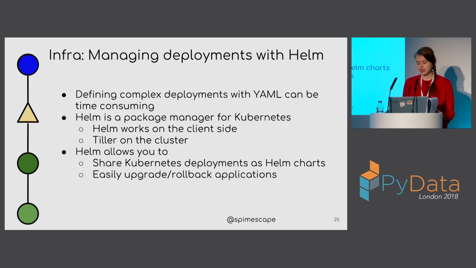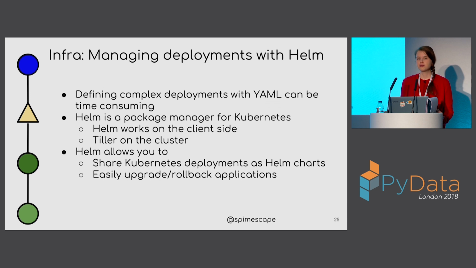So Helm basically allows you to share Kubernetes deployments as Helm charts, and it also makes it easy for you to upgrade or roll back applications. So the good news is that the Jupyter team has already produced a good Helm chart for us to use. So if you are trying to deploy JupyterHub, for example, in your own cloud infrastructure, you don't have to worry too much about writing these yourself.